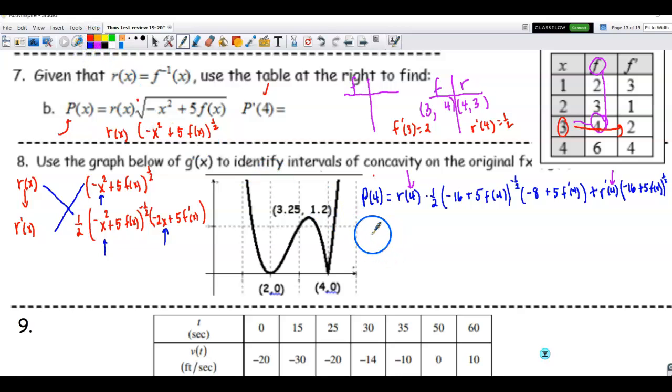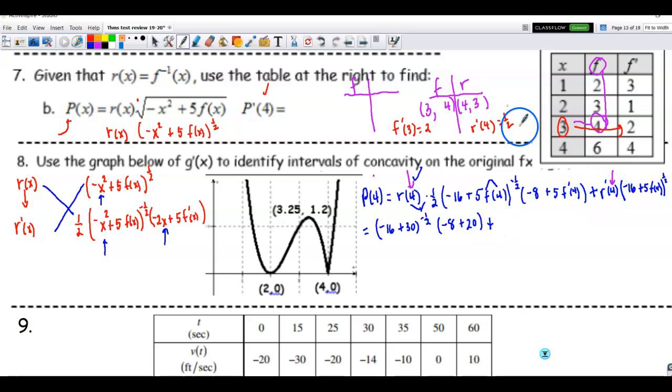All right, so let's start filling in the values that we know. So p of 4 is, first of all, we need r of 4, which is 2. We're multiplying by 1/2, so 2 times 1/2 is 1, so that's basically gone. All right, so on the inside I have negative 16 plus 5 f of 4. So f of 4, go slow, is 6 times 5 is 30 to the negative 1/2 power, multiplied by, here I have negative 8, and 5 times f prime of 4. f prime of 4 is 4, so that's going to be 20, because I multiplied by 5.